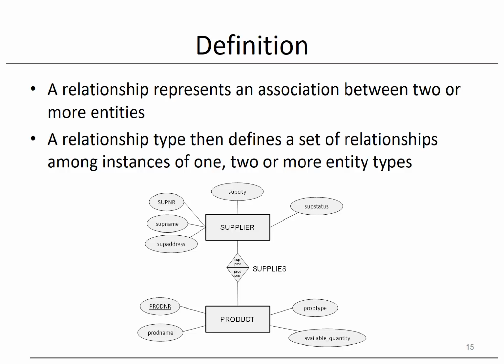A relationship represents an association between two or more entities. Consider a particular supplier, for example, Deli Wines, supplying a set of products, for example, products number 119, 178, and 289. A relationship type then defines a set of relationships among instances of one, two, or more entity types.